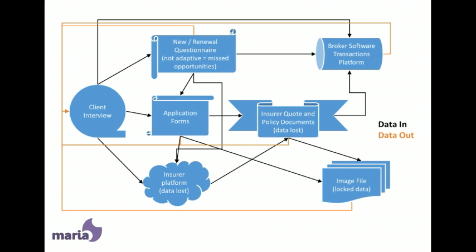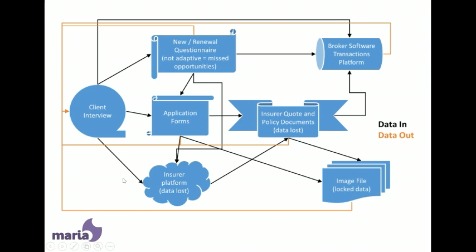And you'll see that it all begins, obviously, with a client interview, and traditionally you'd take that information onto an application form. You'd send that to an insurer, obtain quotes and policy documents if the quotes are competitive, and put that into your broking software as a transaction. But along the way, the insurer keeps the data in their database, and your application form ends up in an image file, which is not easily accessible data.